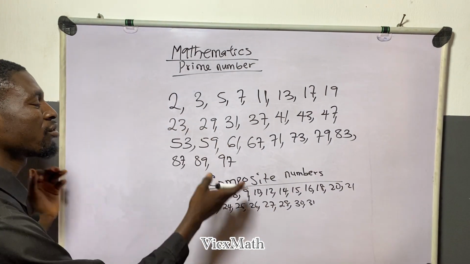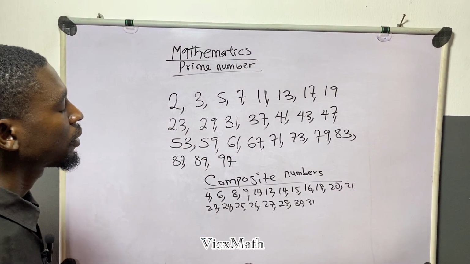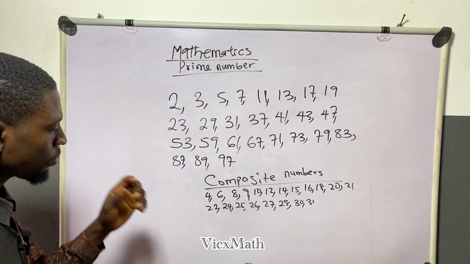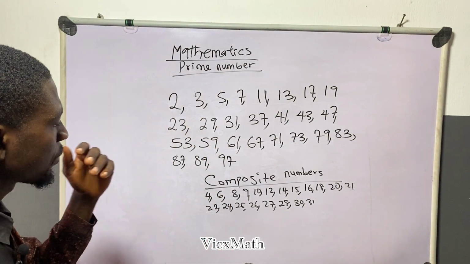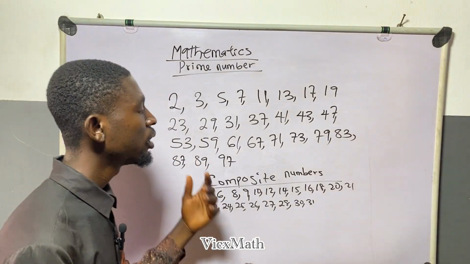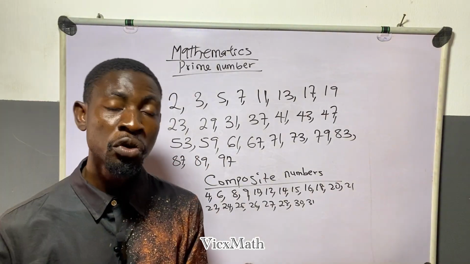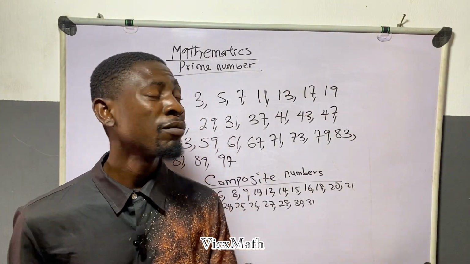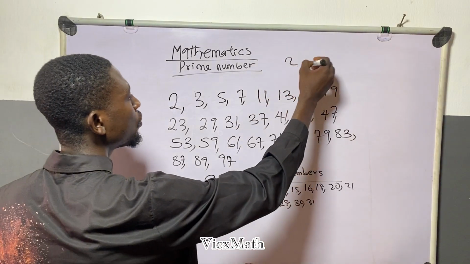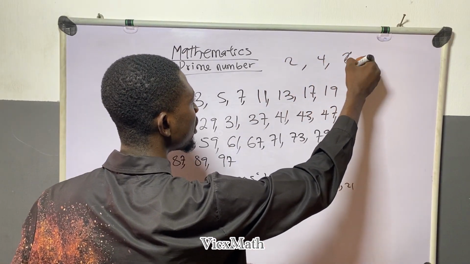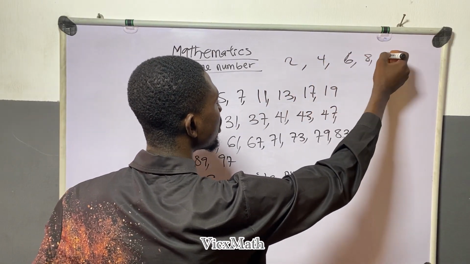With this, you can just remove any number that is not here. I get it. So that's that. You've known the composite numbers and you've known the prime numbers. Then it is easy for you to know the even numbers. Even numbers are 2, 4. It must end in 2, 4, 6, 8, or 0.